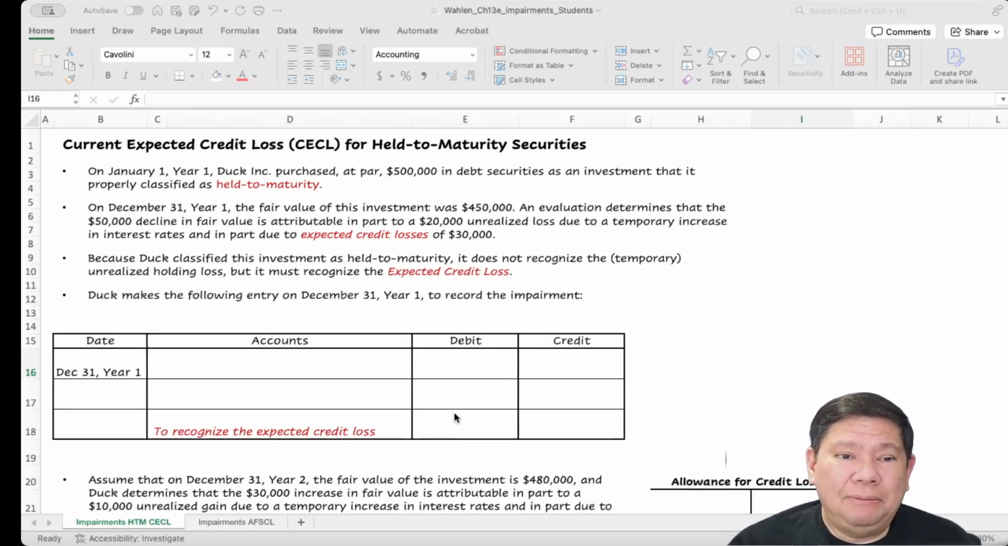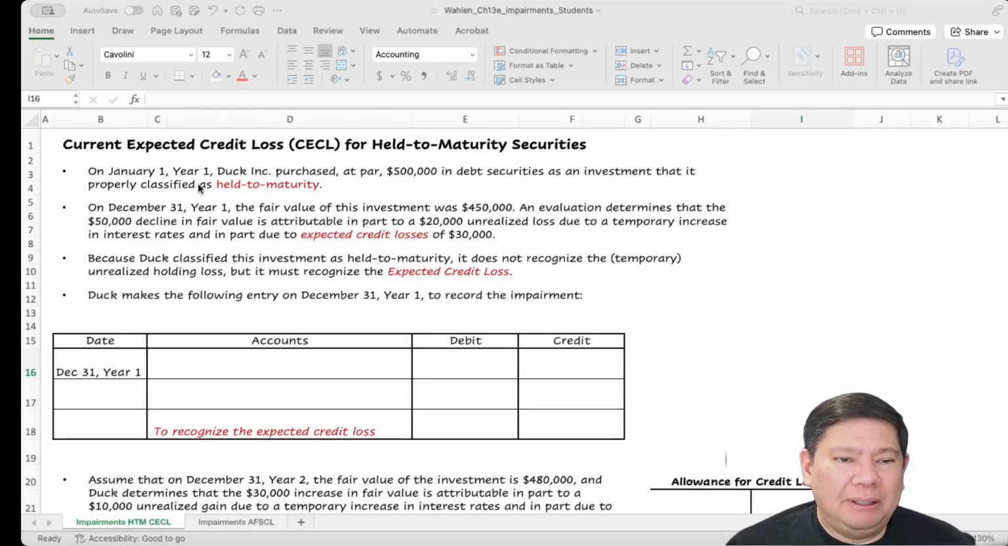Hello everyone, in this video we're going to look at the impairment to our held to maturity securities. We have to use what is called current expected credit loss, or CECL, method. That means we try to predict the expected credit losses from our bonds, maybe because of the economic environment, the company's condition, the lender's condition, or other things. But we should not include changes in prices due to changes in interest rate.